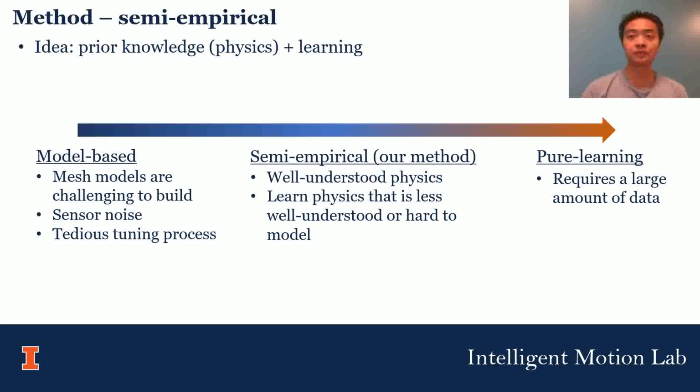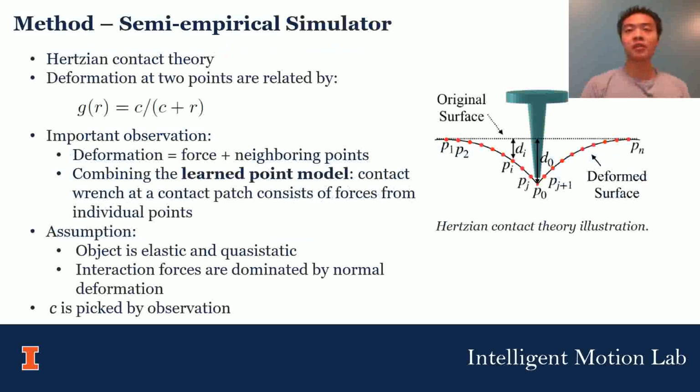Our method takes advantage of both by using a simple analytic model plus learning with a small number of features. The semi-empirical simulator is inspired by the classic Boussinesq contact theory, which is explained by the graph on the right. It says that when a point on an object surface is deformed, an area on the surface deforms with it, and the deformation at two points can be related by the equation shown here. The constant c controls the shape of the deformed surface. An important observation is that the deformation at a surface point is a combination of external force and the effects of the neighboring points. This inspires our approach in that the contact range between a rigid and a deformable object can be looked at as summing up forces from individual points.